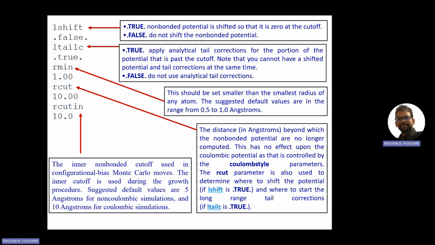Normally we use this tail correction. In the code, you have two options: either you do the shifting or you do the tail correction. Maximum time we do the tail correction. So that's why this shifting is false and tail correction is true. This is the meaning. And in this simulation, this will be constant. Any question on this, tail correction and shifting?